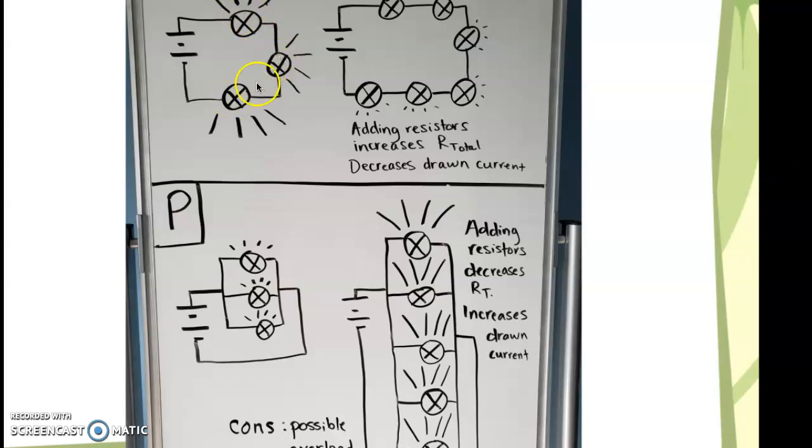Notice when I have them connected in series, they start out pretty bright, but if I add additional bulbs, they become dimmer. That's because adding resistors in series increases the total resistance. Again, you just add them up. And that's going to decrease the drawn current.